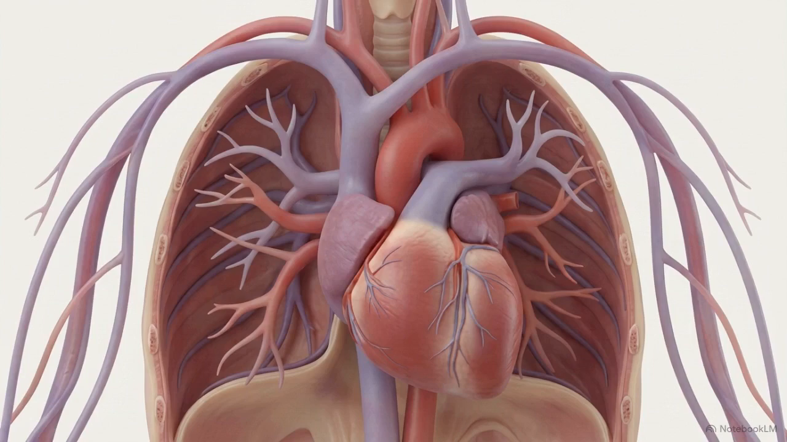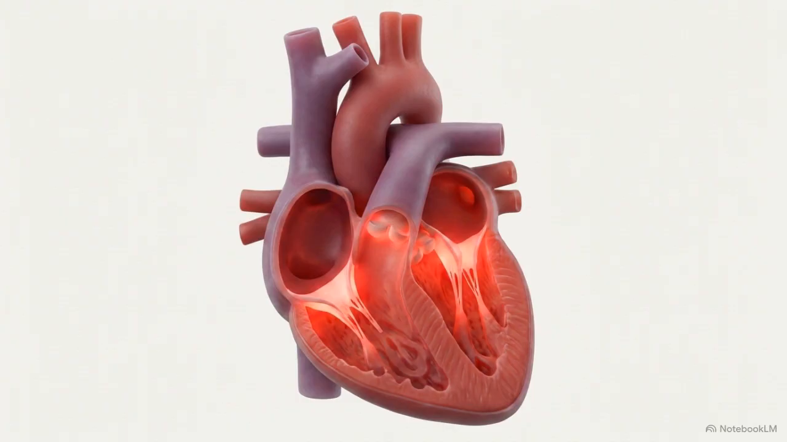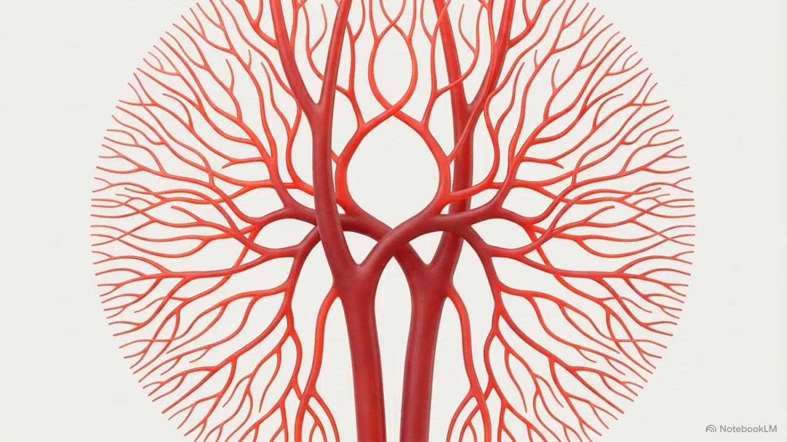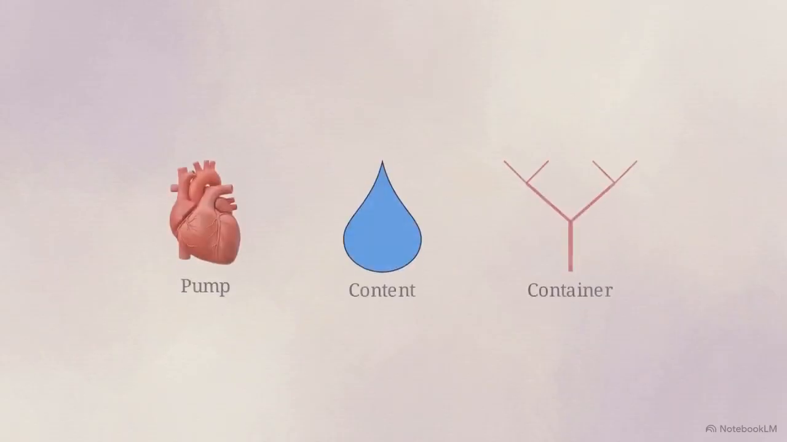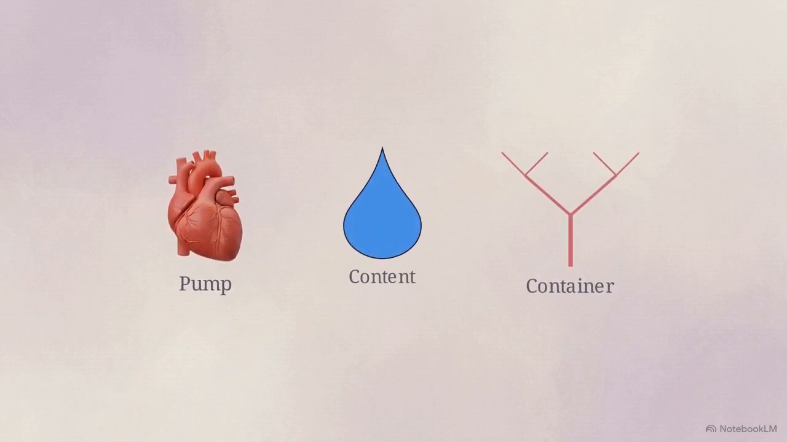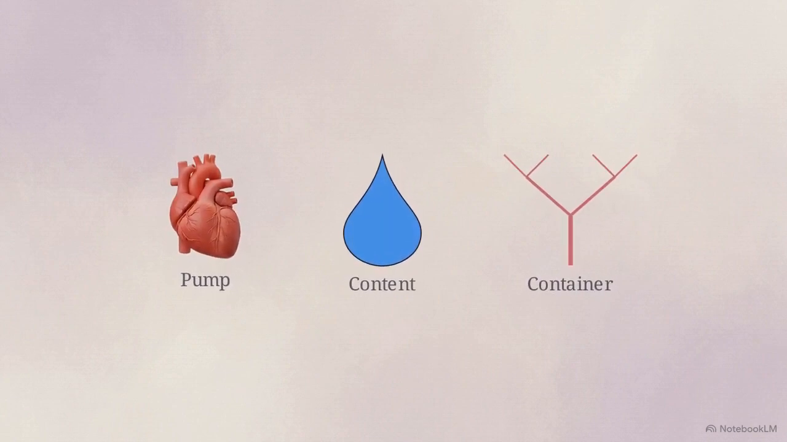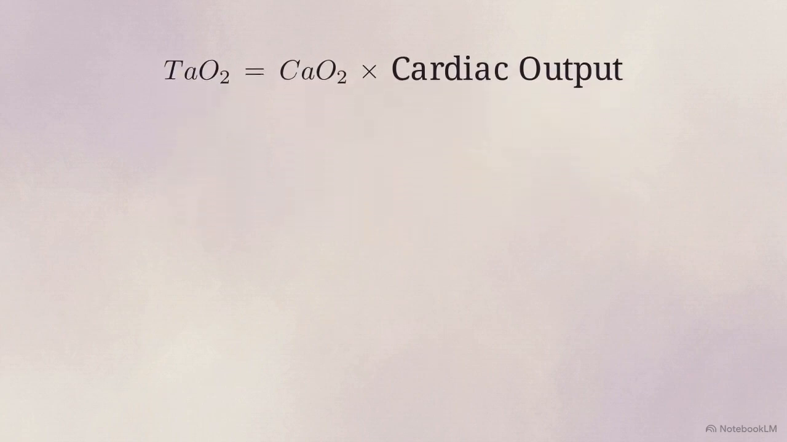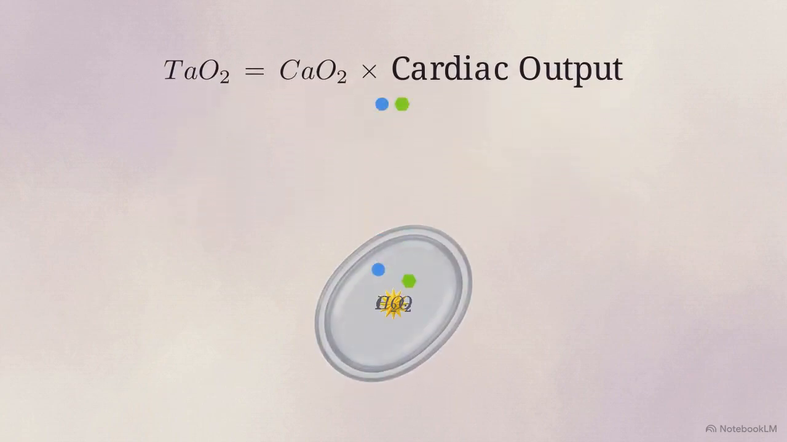It depends on three parameters working in harmony: the heart acting as the pump, the blood mass representing the content, and the vascular system as container. We can see how this delivery system functions in this visual equation. Tissue perfusion, the total amount of oxygen reaching your cells, is the product of arterial oxygen content and your cardiac output. The purpose of the cardiorespiratory system is to deliver oxygen and glucose to the cell to power aerobic metabolism.